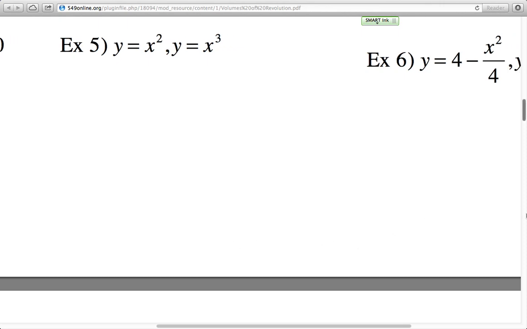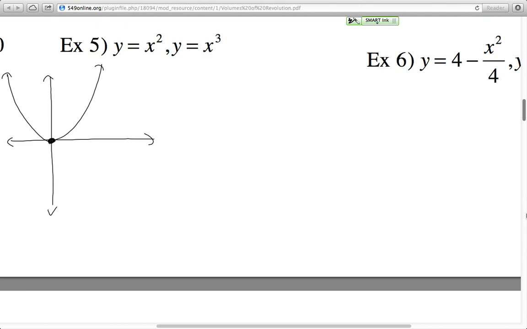Number 5. y equals x squared, y equals x cubed. We're still rotating around the x-axis. You ready? This is a little tricky to think about as a graph. The graphs are really easy to draw. Okay, so we're going to have x squared looks like this.